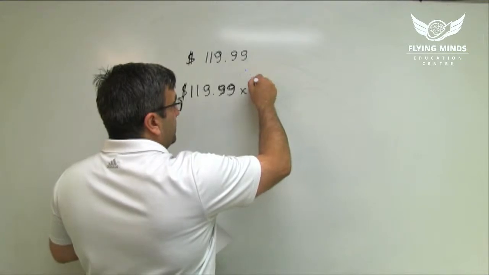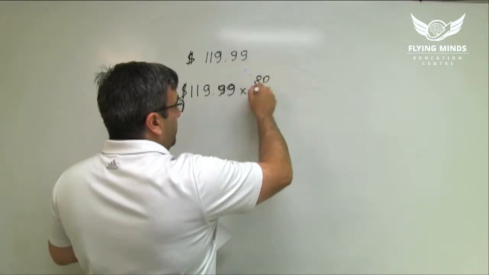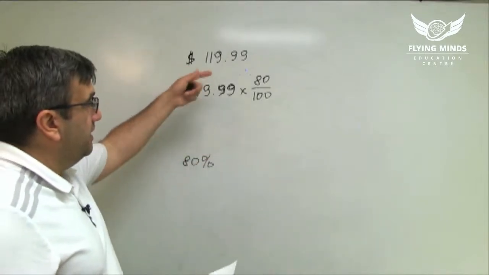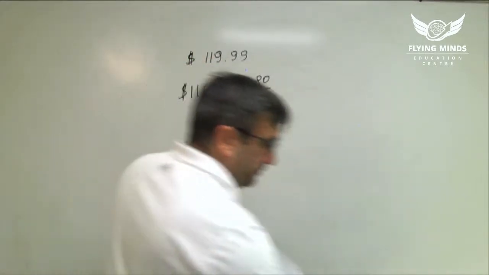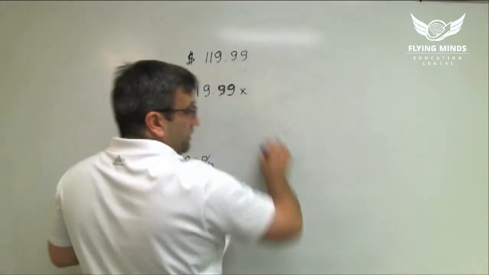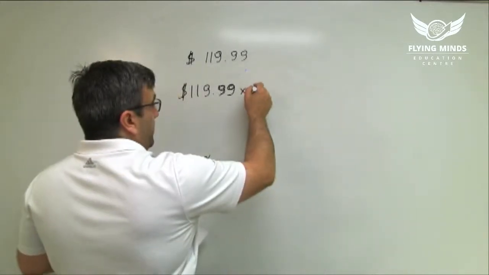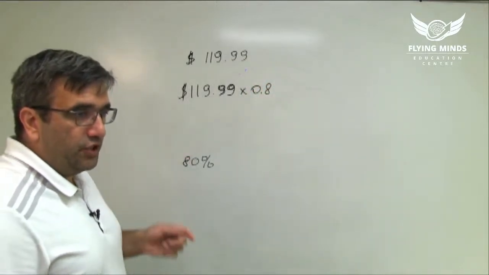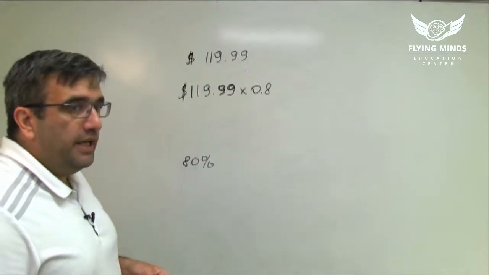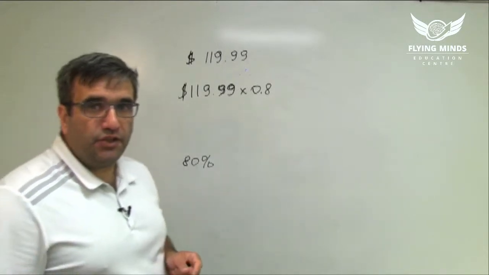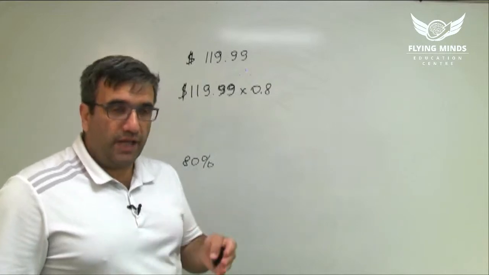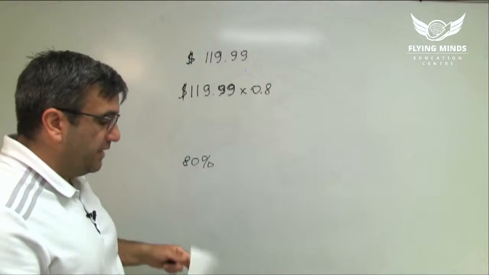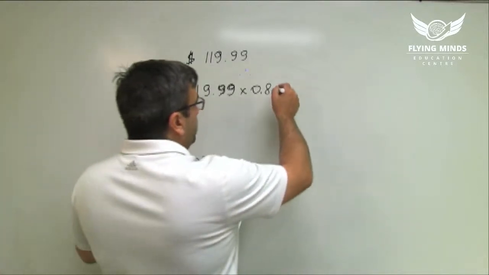Times 80 divided by 100. Or we can write right away times 0.8. So another thing we need to be comfortable with is percentage notation and how to convert between percentages, decimals, and fractions. Right? So times 80%, this is the remaining price.